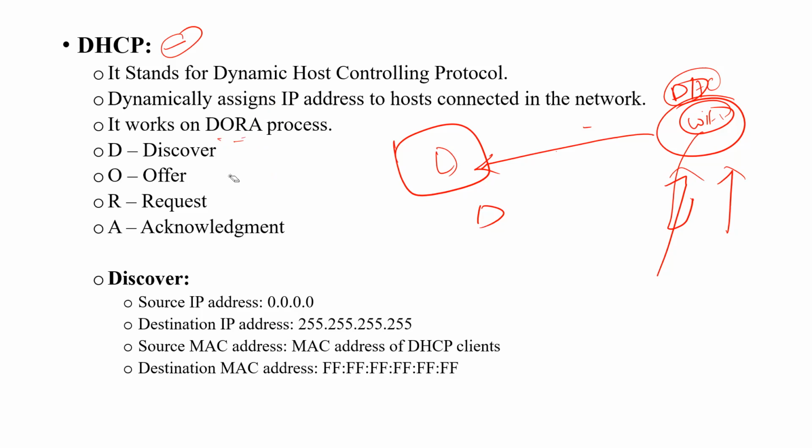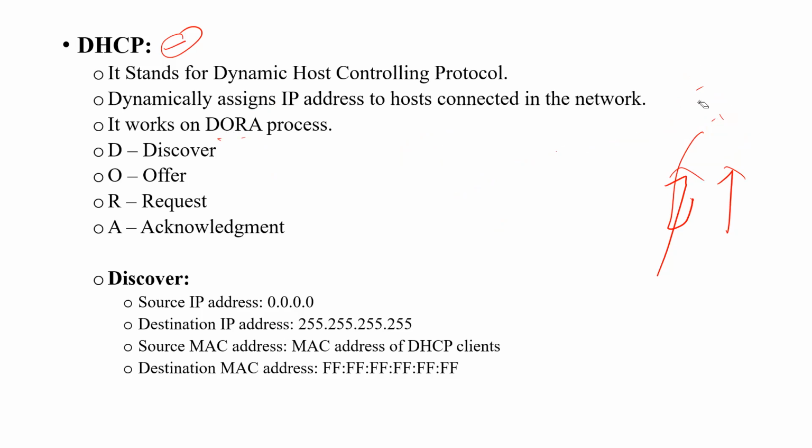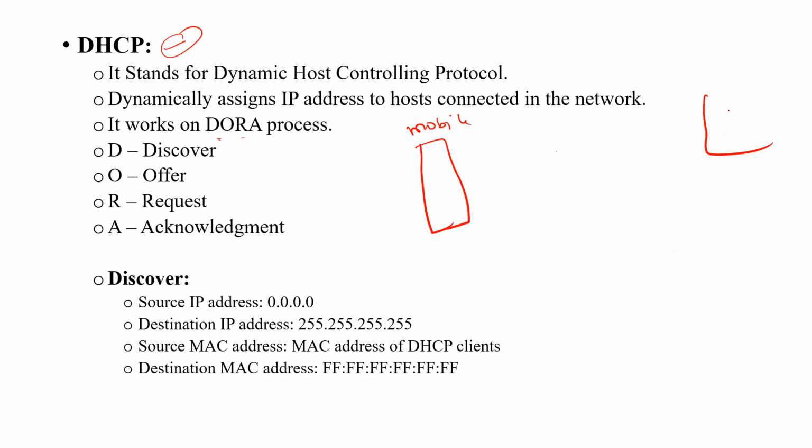So let's see what happens. This is a 4-step process. Let me tell you how it works. Here you have your mobile, and this is your DHCP server or Wi-Fi. This Wi-Fi has some IP information, in general.